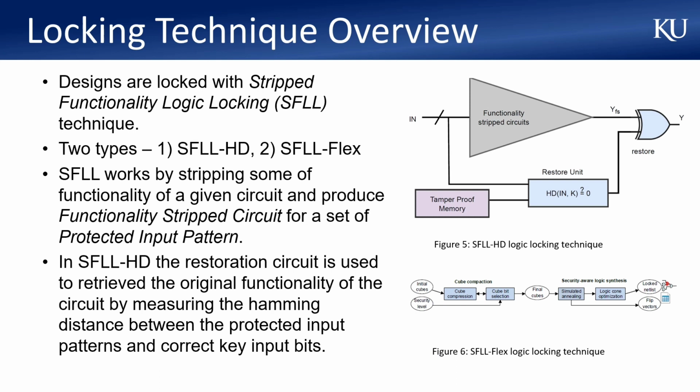For SFLL-HD, the protected input patterns are selected based on the Hamming distance from the correct key bits. The restoration for SFLL-HD uses a separate block of circuit called the restore unit and compares the protected input pattern and the correct key bits to match with a predefined Hamming distance. Once the correct key bits are supplied, it restores the original output by flipping the output of the FSC circuit.